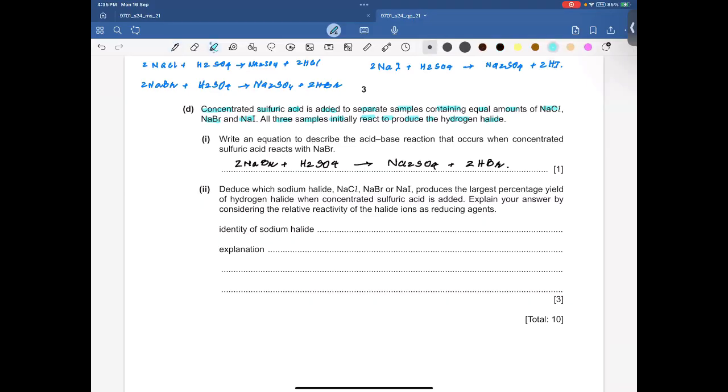Okay. Then the next part of the question: deduce which sodium halide produces the largest percentage yield of hydrogen halide when concentrated sulfuric acid is added. By the way, concentrated sulfuric acid is acting as an oxidizing agent. All right. Explain your answer by considering the relative reactivity of the halide ions as reducing agents. Identify the sodium halide.